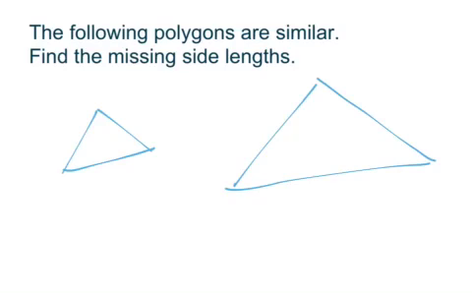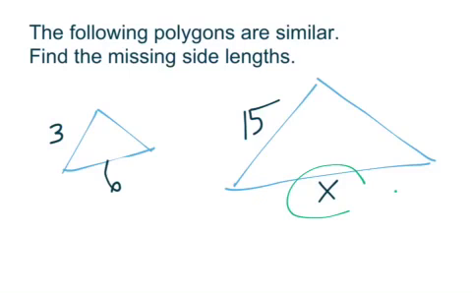Okay, and let's give this a side length of, let's do 3 and 6. And over here we've got 15 and x. So that means x is the side length that we're trying to find.